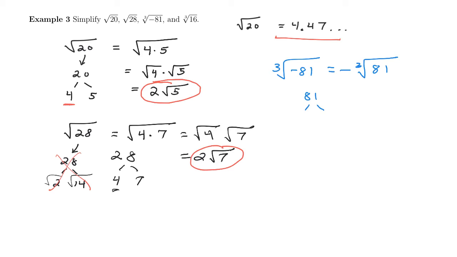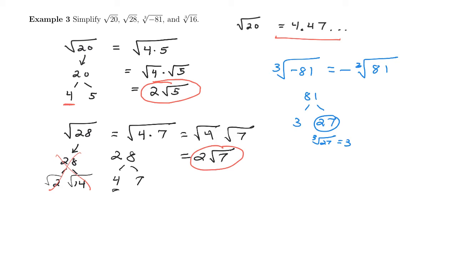So let's see, 81, I know it's 9 times 9, but the cube root of 9, okay, that's no good, so I'm just going to erase that. Another option would be 3 and 27. This is going to work out really well, and the reason is the cube root of 27 is perfect. It's 3. Let's apply that in this problem.